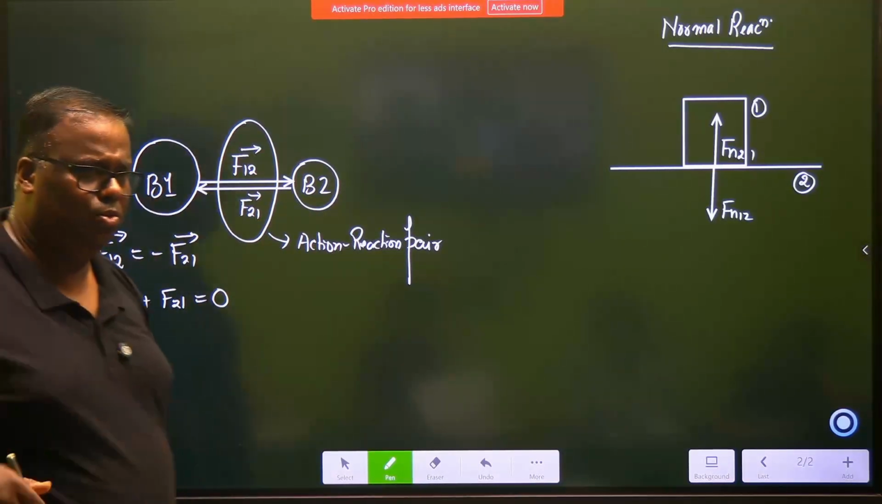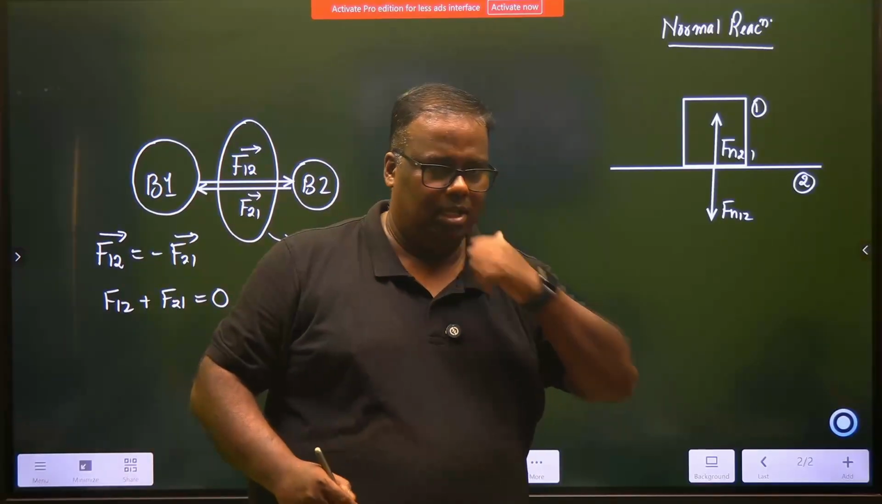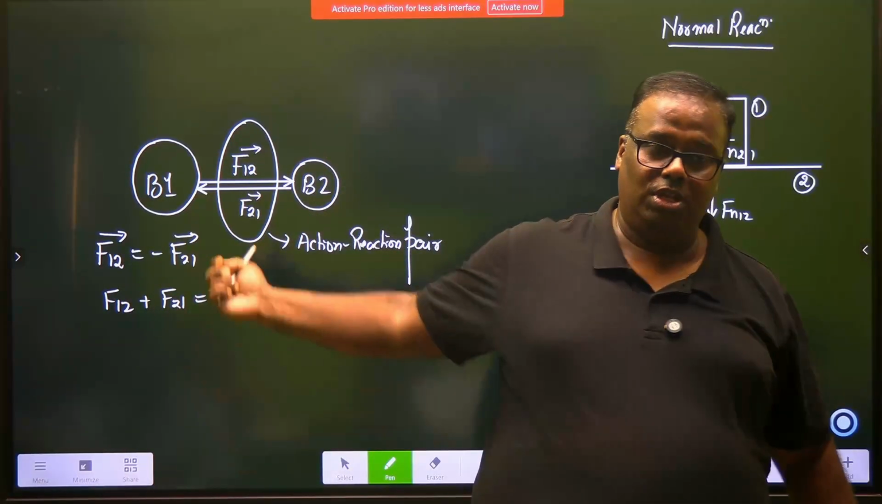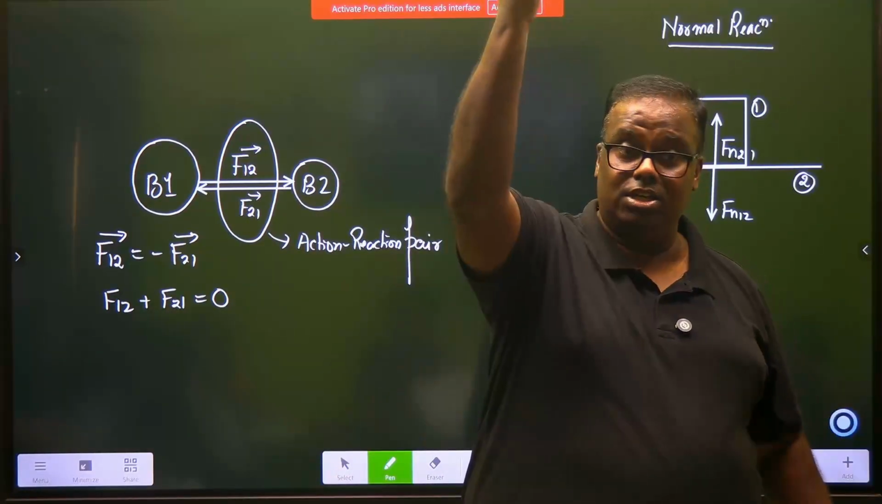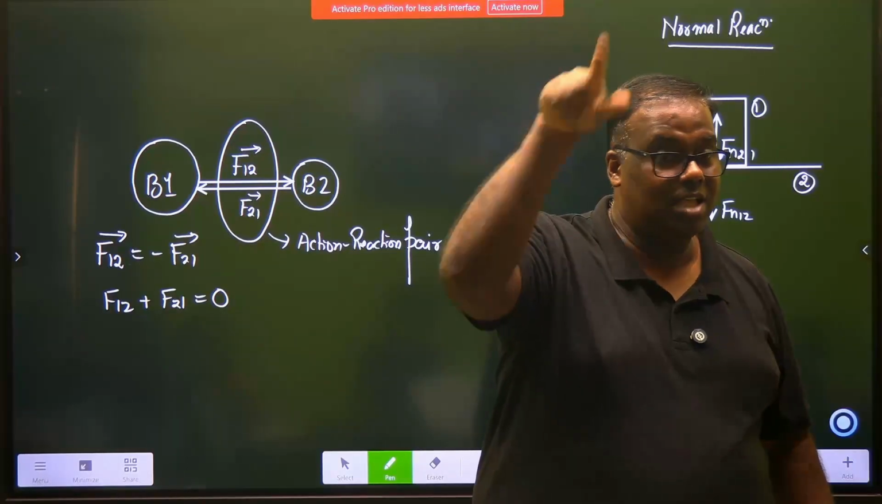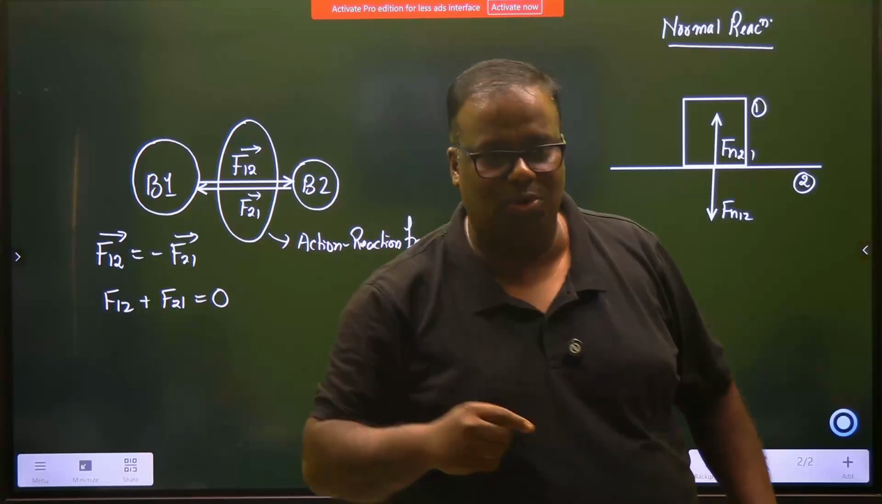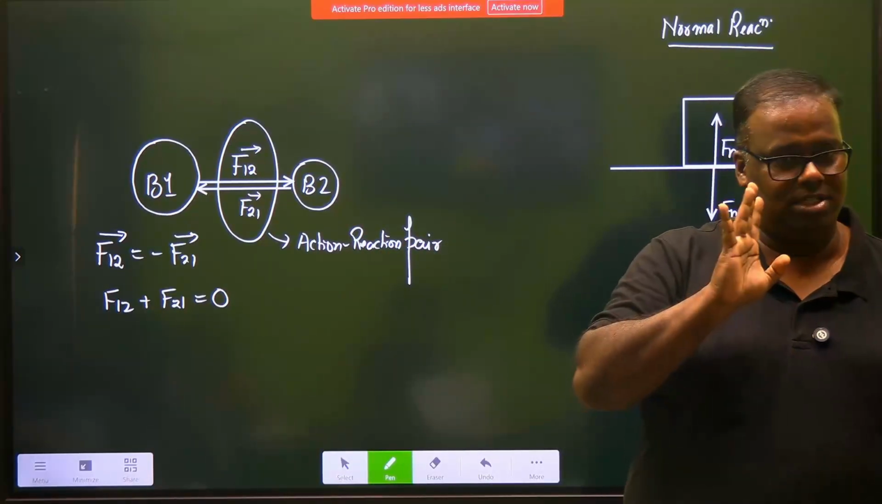Now go back to the earth and the apple example. Is the earth a body? Is the apple a body? So Newton's third law says when a body, the earth, exerts a force on another body, that is the apple, the second body exerts an equal and opposite force on the first body. That means the apple must also be attracting the earth towards itself.